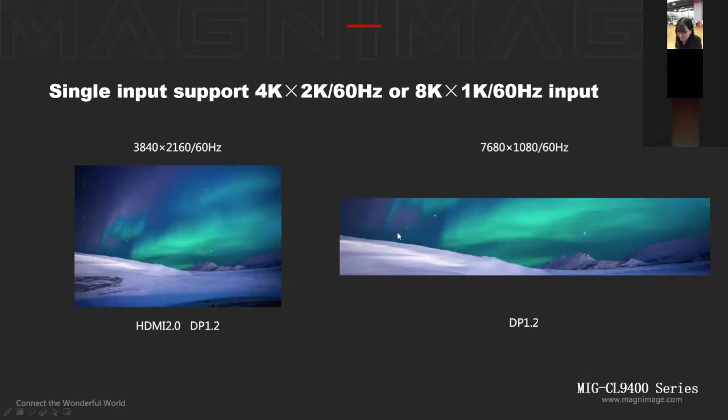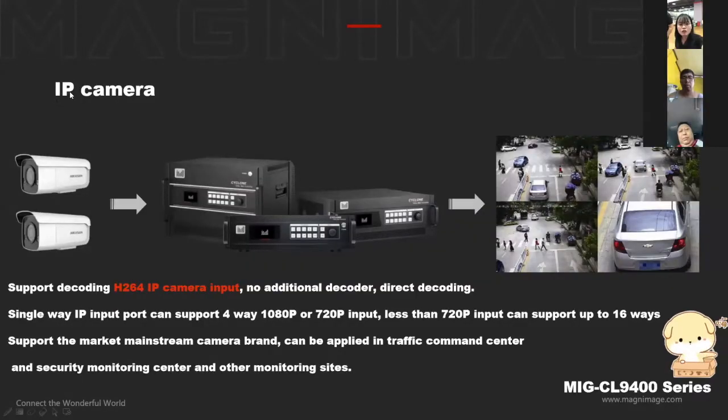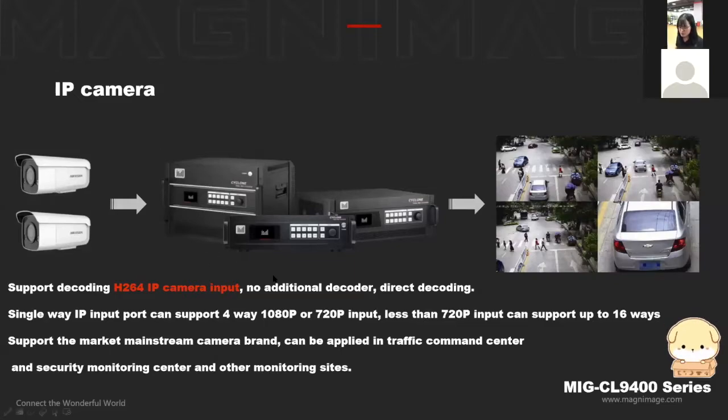Okay. So now we talk about the IP input card, for IP cameras. This supports decoding H.264 IP camera inputs, no additional decoding needed. For one IP input port, it supports 4-way 1080p or 720p inputs. If the input is less than 720p, we can support up to 16 ways. So this is normally applied in traffic command centers or security monitoring centers.